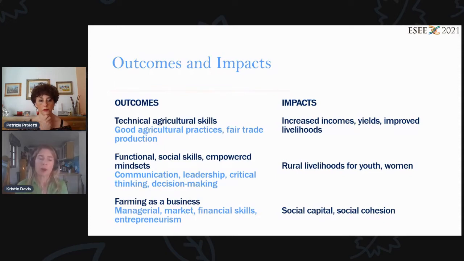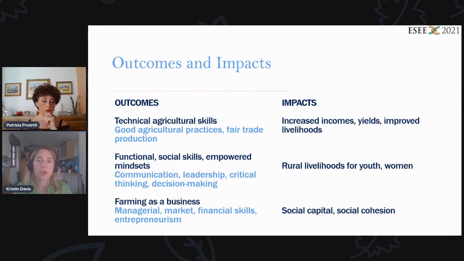We also saw farmers increasing in the complementary functional skills, social skills, even the empowered mindsets and attitudes. We saw greater communication, leadership, critical thinking, decision-making. One of the participants who was interviewed in the US said that they learned how to speak in public and their professionalism through this program in the United States in Mississippi.